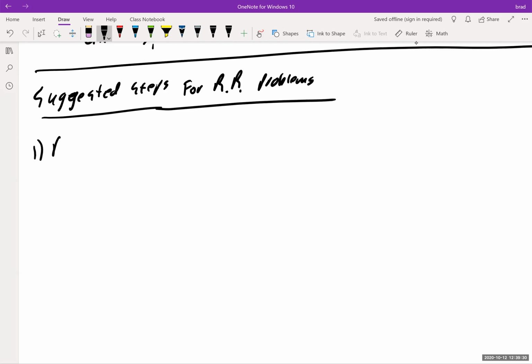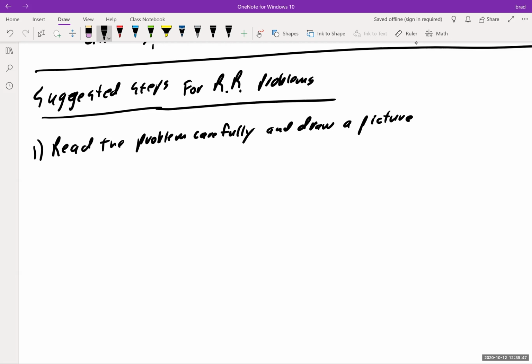Okay, so number 1, always read the problem carefully, and draw a picture if possible. Not everything has a picture, but if it does, please draw it. It will help you. And you should be careful when you're drawing this picture to label things in the picture correctly, especially if you're dealing with constants. So be sure what is constant and what is not. Okay, so that's just kind of a little important note.